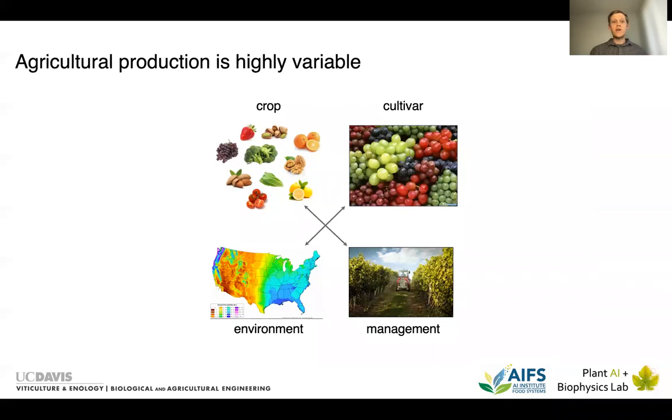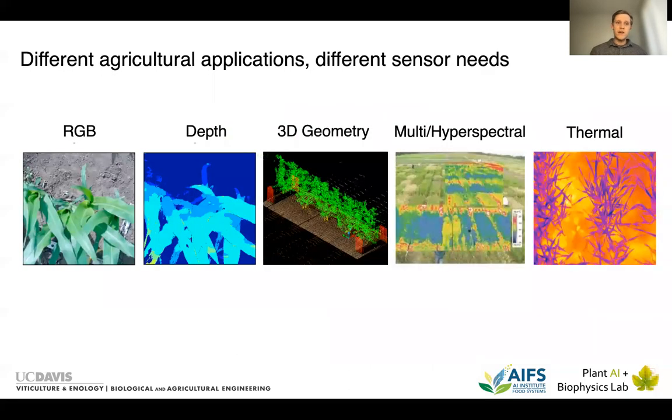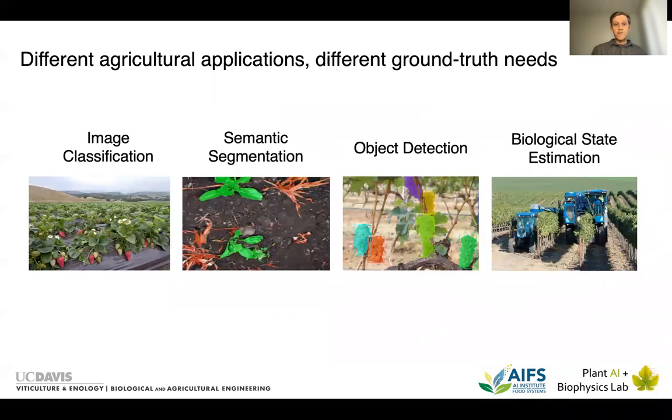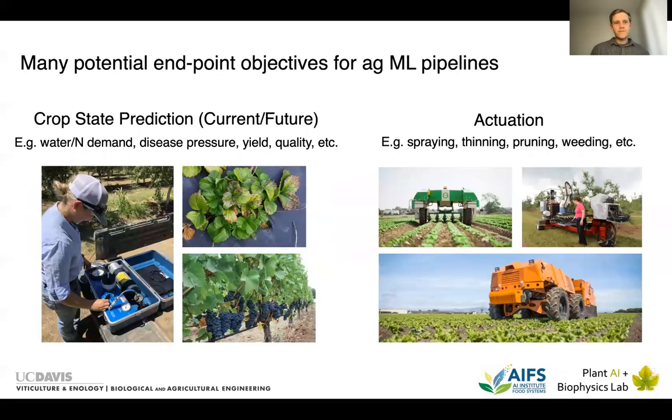It's because I start thinking, okay, well, agricultural production is highly variable, with many crops, cultivars, environments, and management conditions under which it occurs. There are many different agricultural applications that have different sensor needs, all the way from standard red, green, blue imagery through depth, 3D geometry, multi and hyperspectral, and thermal imagery. We've got different agricultural applications needing different ground truth needs. So what is our ground truth? Is it image classification, semantic segmentation, object detection, or many different types of biological state estimations like yield or stress?